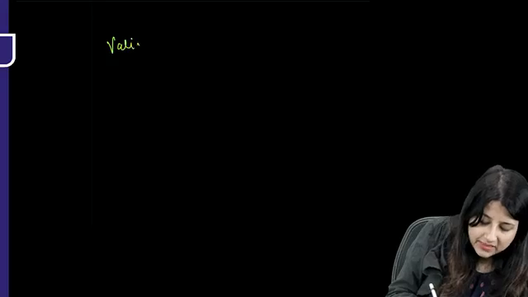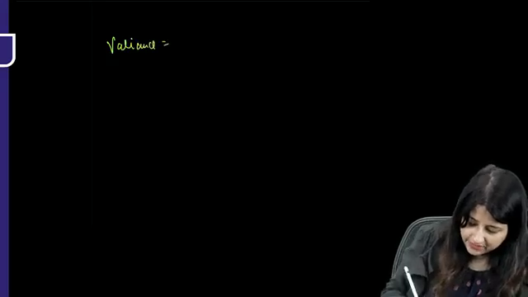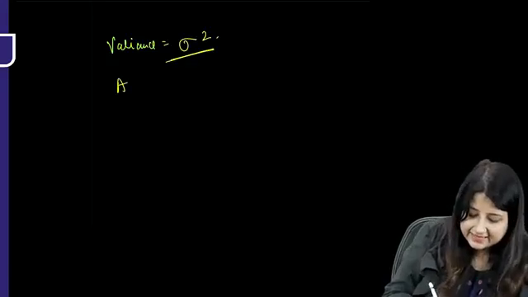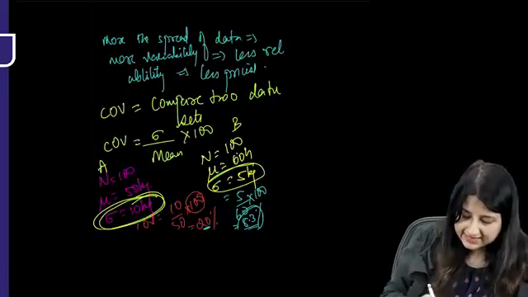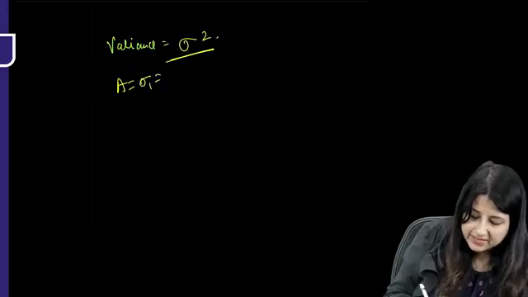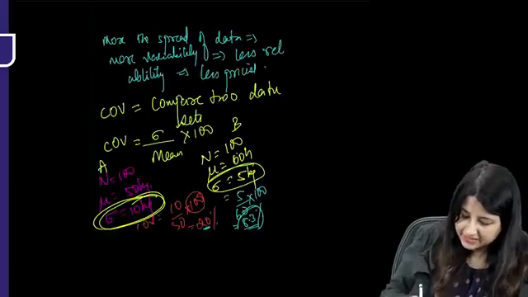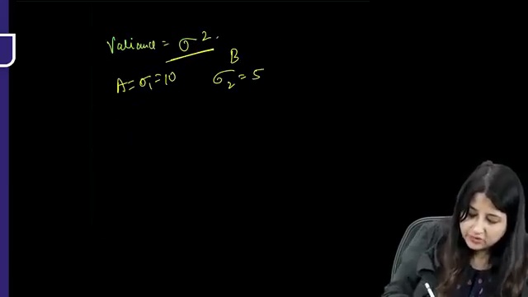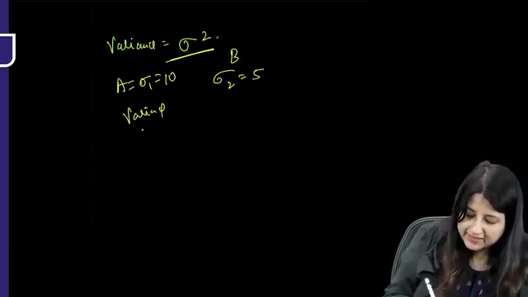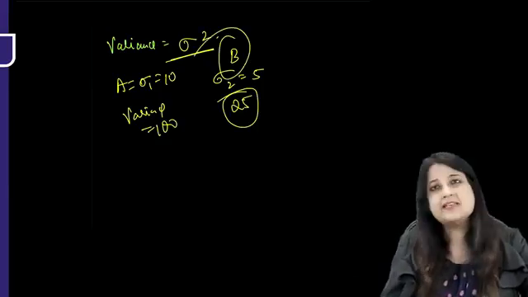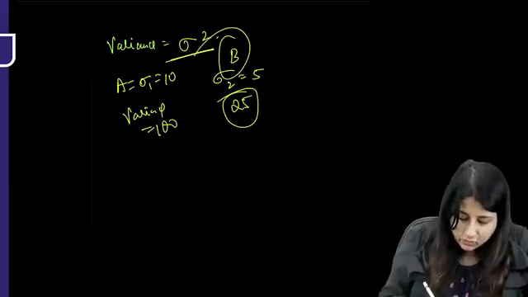And what is the formula for variance, everybody? The formula for variance is standard deviation squared. Like in data set A, what was the standard deviation? 10 kg. So sigma 1 is 10. And in data set B, what was the measure of standard deviation? Here it was 5 kg. So if somebody asks you to calculate variance, this will just become 100, this will just become 25. So again, which is more reliable? This data set B.